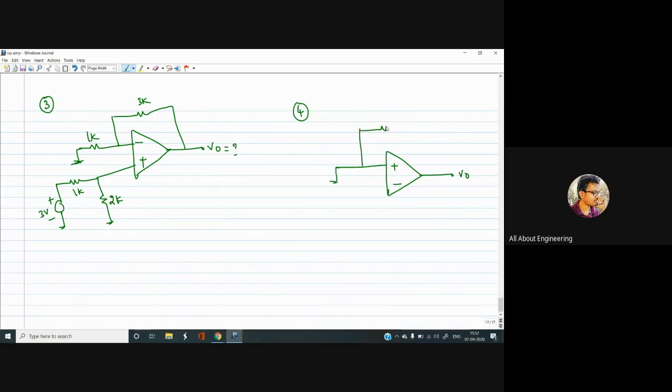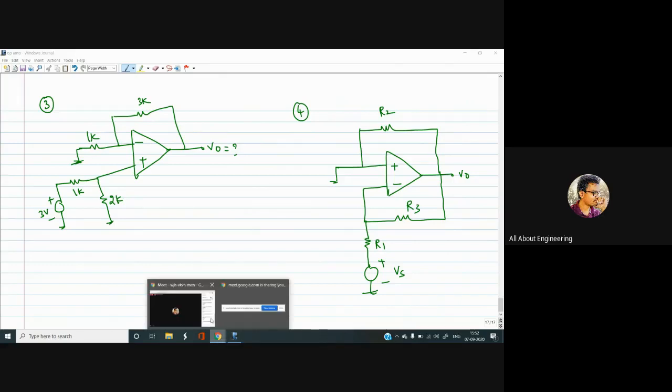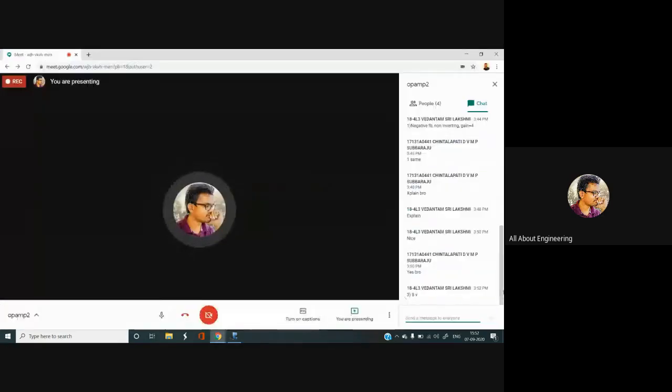After writing this question, I will look into the chat box. Till then, if you are done with your question, you can comment. Okay, guys, these are the two questions. You try to solve these questions. Third question, 8 volts. You gave the answer as 8 volts.